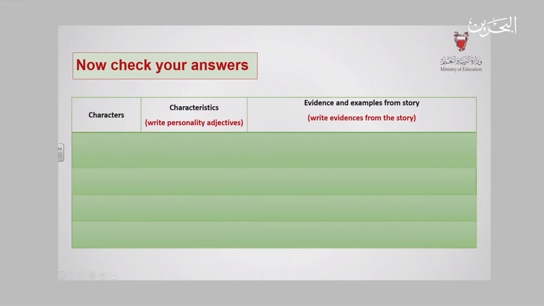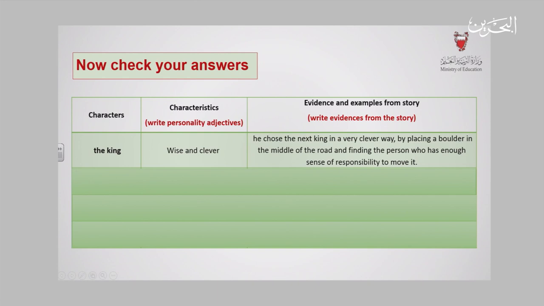So this is the indirect, and I want you to also provide evidence with an example from the story if you can recall. For example, the king, wise and clever. He chose the next king in a very clever way by placing a boulder in the middle of the road and finding the person who has enough sense of responsibility to move it. So the direct characteristic was mentioned, the next king in a very clever way, whereas wise, by creating the conflict. So he created a problem, and whoever is going to solve that problem, he or she will be the king. So he chose it wisely. Based on that, the characteristics were wise and clever.